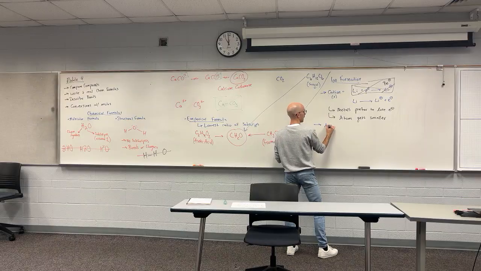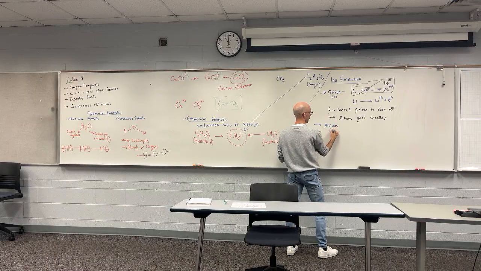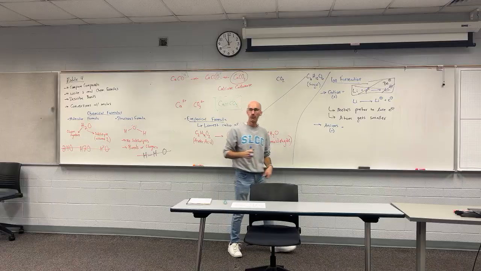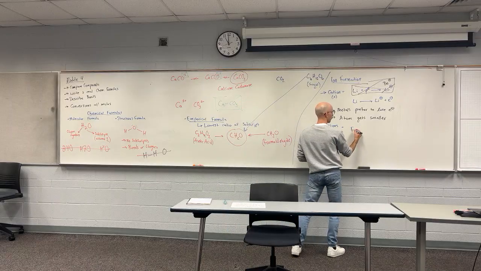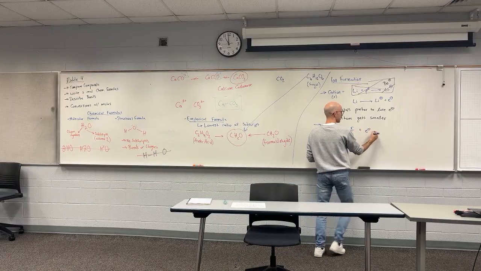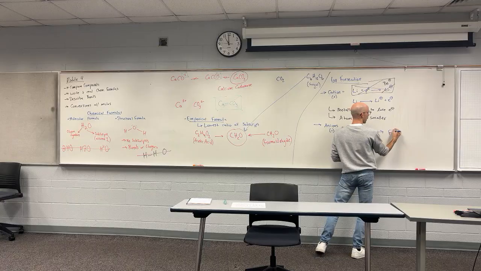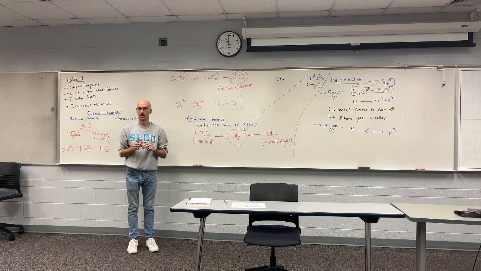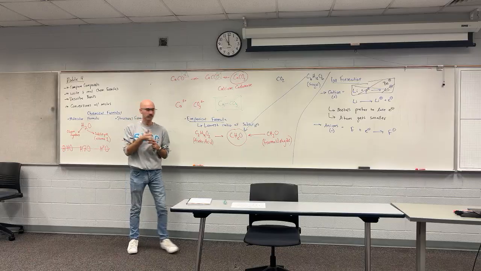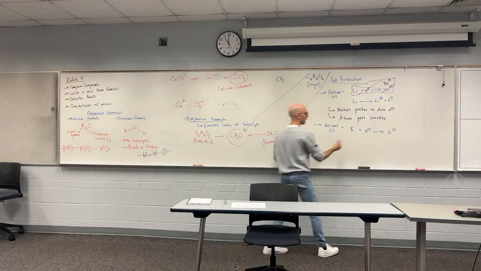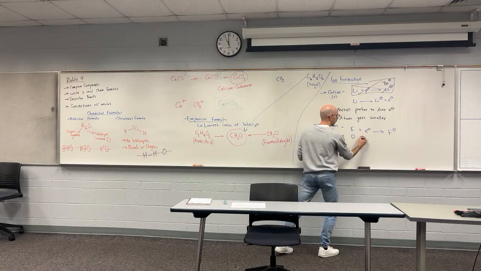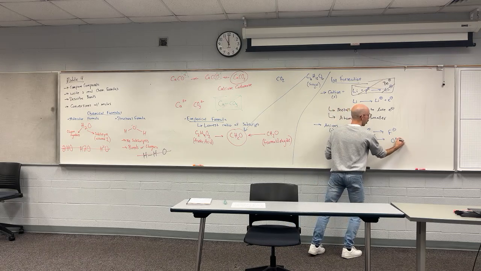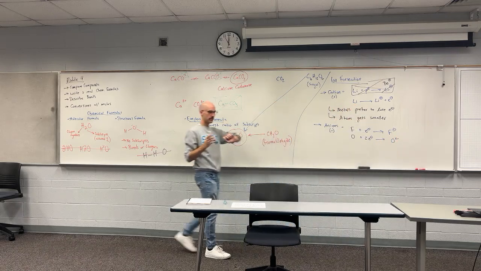Anions, negative charges. We could show this as fluoride. Fluorine plus an electron becomes fluoride minus. We could show this another way. We could say oxygen plus 2 electrons becomes O2 minus.